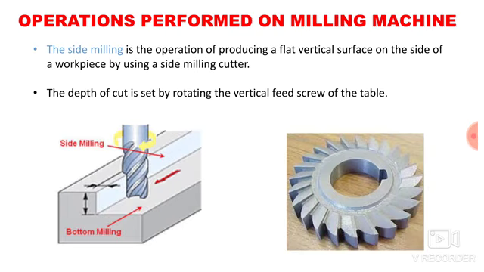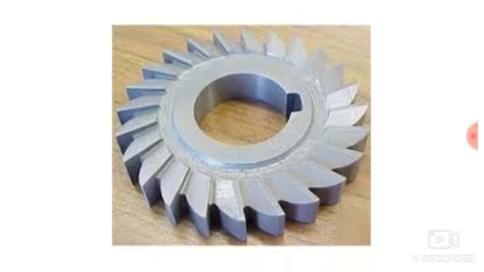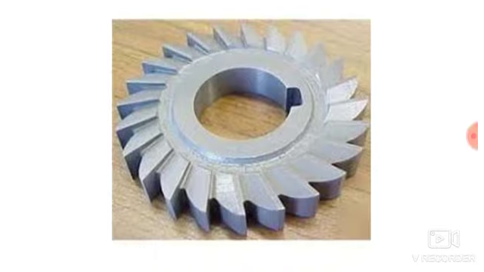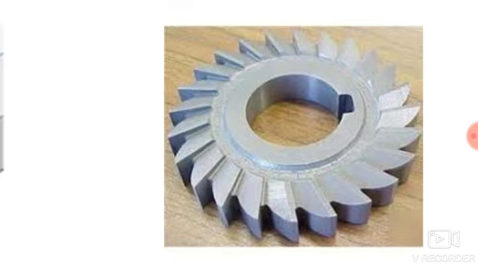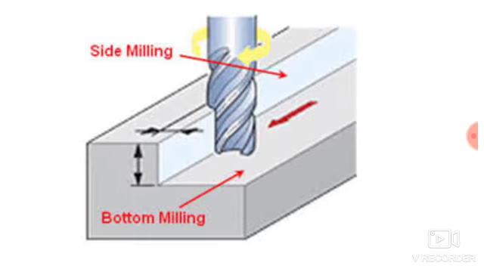The next operation is side milling. Side milling is the operation of producing a flat vertical surface on the side of the workpiece by using a side milling cutter. The depth of cut is set by rotating the vertical feed screw of the table. Here you can see an image of a side milling cutter. This side milling cutter has teeth on the side, and with these teeth you can remove the material from the side of the workpiece. In this image you can see the material being removed from the side of the workpiece with the help of a side milling cutter.